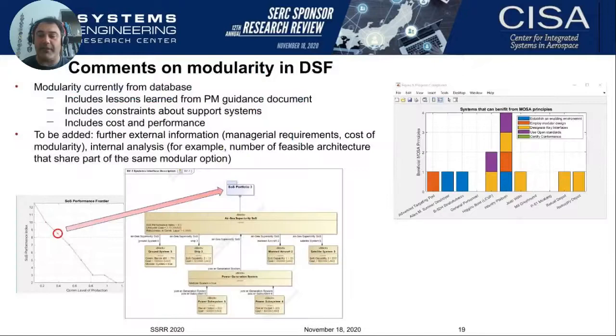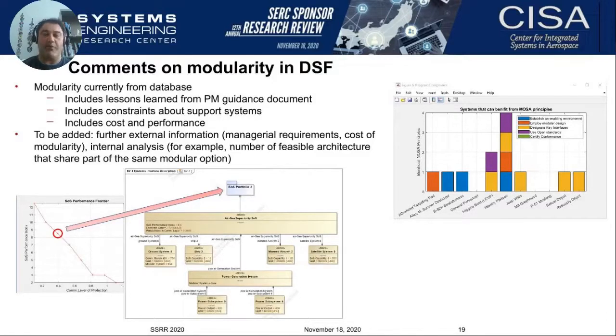I think the next slide will also answer a question that I saw in the question and answer. Some comments on modularity in our DSF right now. Currently, the benefit of modularity comes from a database, which is based on our lessons learned from the Program Manager guidance document. And it's not quantitative, it's only qualitative. It includes our lessons learned, it includes our constraints about support systems, cost and performance, but doesn't create a new metric. It only says this architecture with this modularity is better because it's lower cost, higher performance.